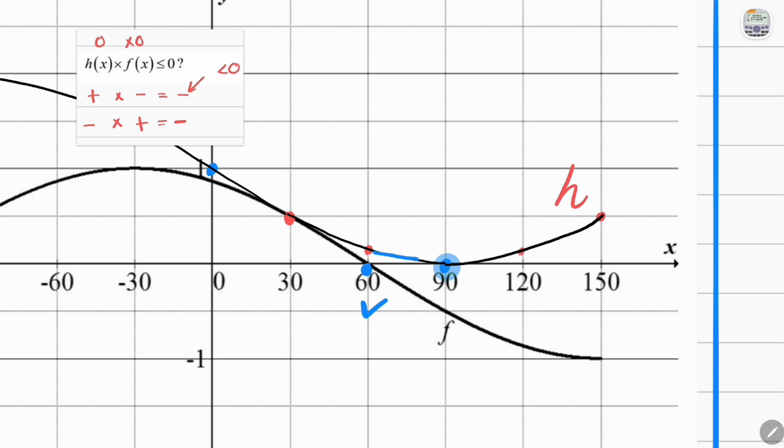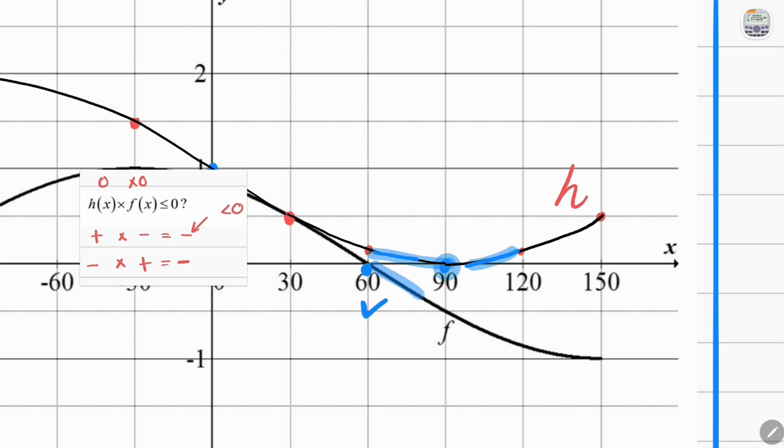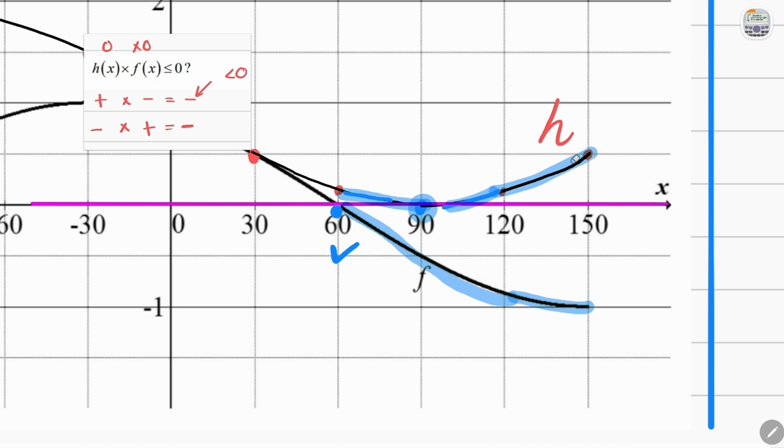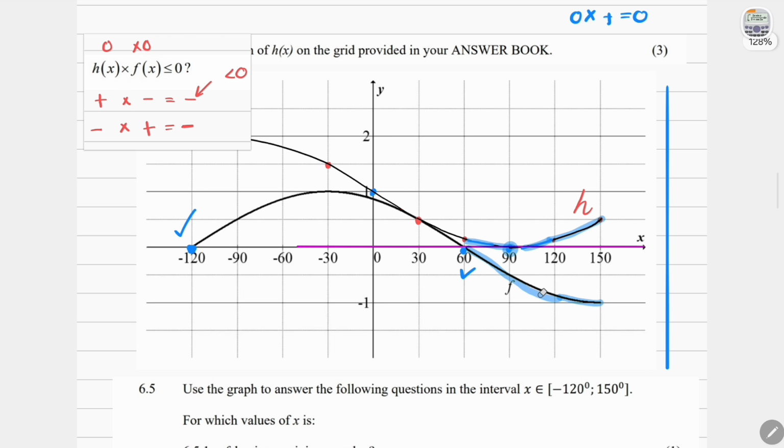And of course, it is working at 90 degrees as well, because at 90 degrees, the graph of h has a y value of 0. So 0 times this negative is still 0. So it's working all through here, and we're going to include that as well, from 60 to 120 degrees. But if we keep moving, do you see that this is actually working till 150 degrees, because at 150 degrees and all through here, the graph of h has positive y values. It's above the x-axis, and for the same x values, the graph of f is below the x-axis. So it works all through there as well.